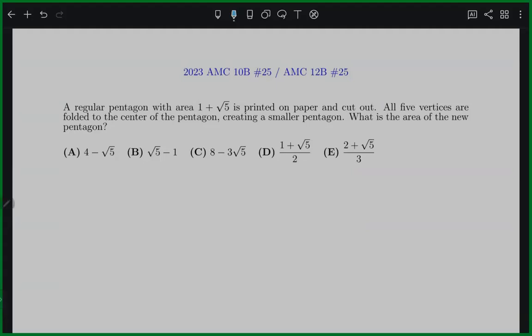A regular pentagon with area 1 plus root 5 is printed on a paper and cut out. All 5 vertices are folded to the center of the pentagon, creating a smaller pentagon. What's the area of the new pentagon?